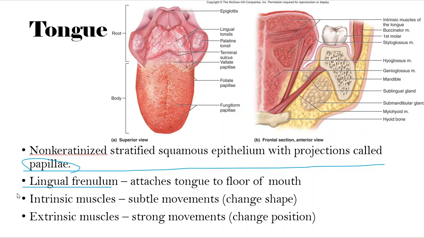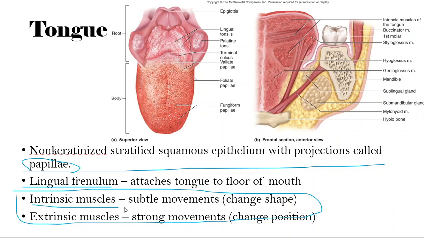Now the tongue has muscles to control it. Some of them are actually in the tongue itself. Those we're going to call intrinsic muscles. These guys are going to have to do with changing the shape of the tongue. And then we have extrinsic muscles like the genioglossus and hyoglossus muscle, which are going to help position the tongue in different places.